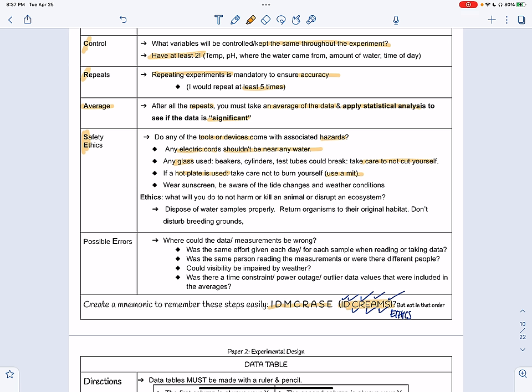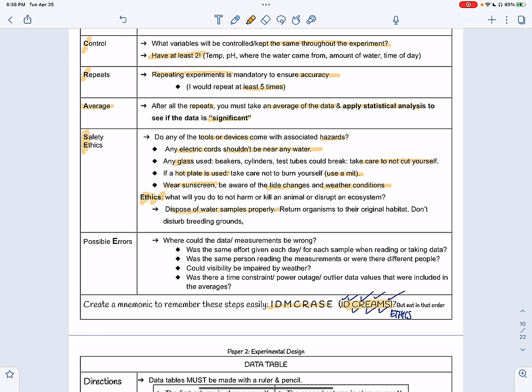Like, that's great. That's a warning. What are you going to do to make it safe? If you're outside, so in the field, use sunscreen. Beware of tide changes. Beware of weather conditions. Beware of non-slip shoes. For ethics specifically, this is if you are using an organism. So what are you going to do to not harm or kill an organism, disrupt an ecosystem?